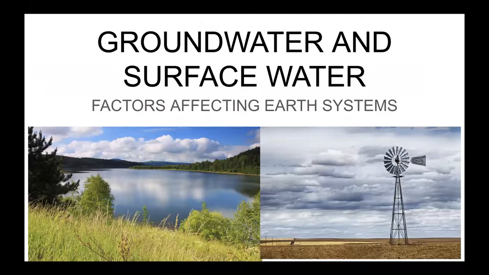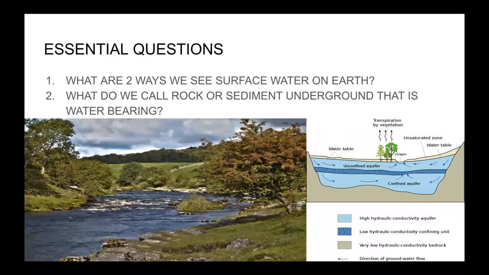But it's a very, very important part of farming and ranching in that these windmills can pump water from deep in the ground, which is very crucial during parts of the year when there's very little rainfall, but the animals still expect to drink. Now, let's look at a couple of essential questions. What are two ways we see surface water on Earth? And number two, what do we call rock or sediment underground that is water bearing? So you've got a river over here on our left on the surface of the Earth. And over on the right, we've got a diagram about water that's underground, groundwater.